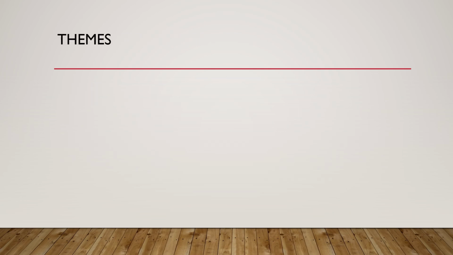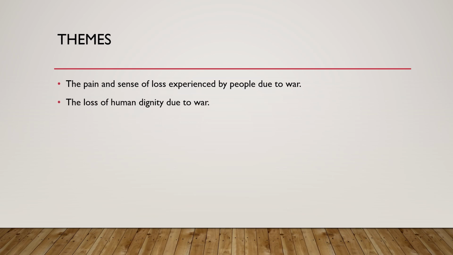Lastly, we come to the themes of the story. Here are a few themes in the story. The story deals with the pain and the sense of loss experienced by people due to war. We have seen something like this in class 11 also, in the lesson The Address. Another is the loss of human dignity due to war. We see this because people who are conquered do not have any rights, do not have any freedom of their own, and in this process they lose their dignity.